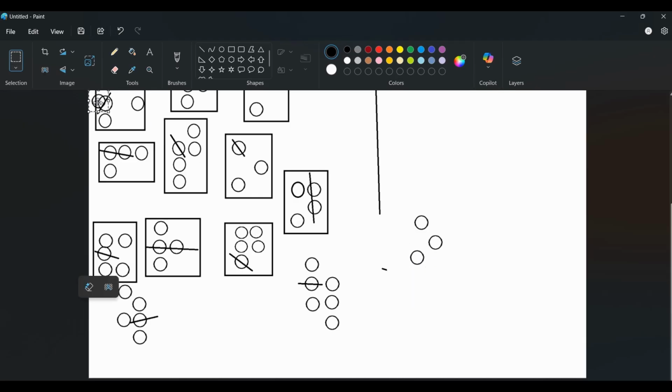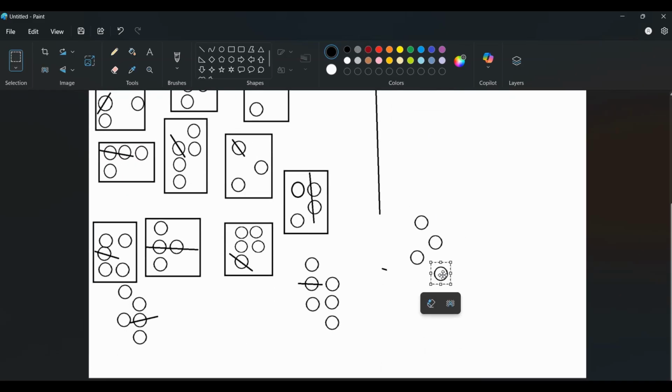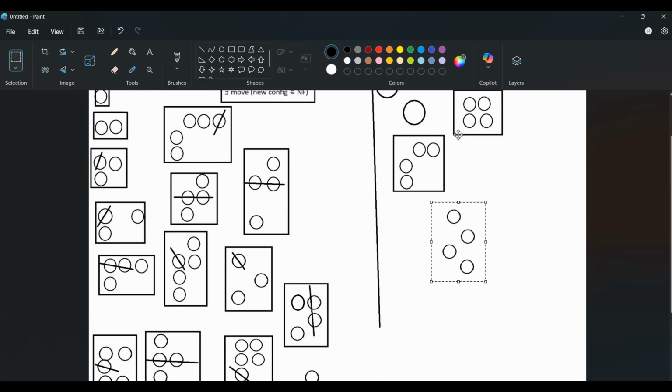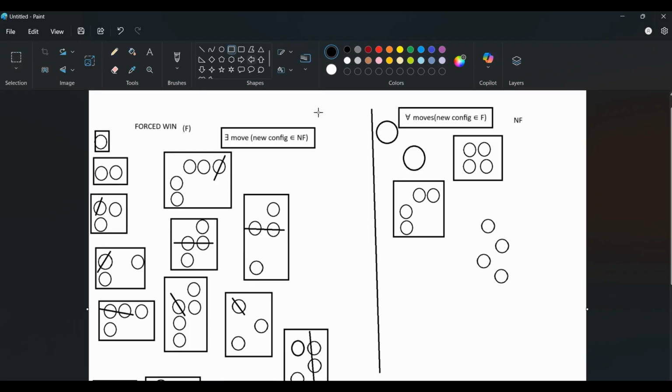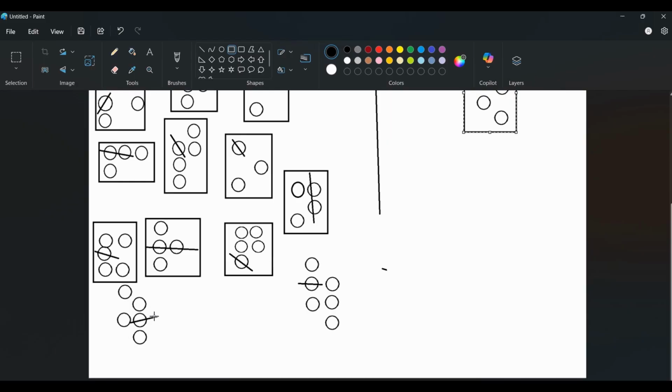So here you can easily analyze that no matter what move you do, the new configuration would always belong in F. So that means that this belongs in NF. So when you get such a configuration, you would never win. And this happens with any even number of separated tokens. Okay, so if I remove this, this belongs to NF, and therefore this whole configuration belongs to F.